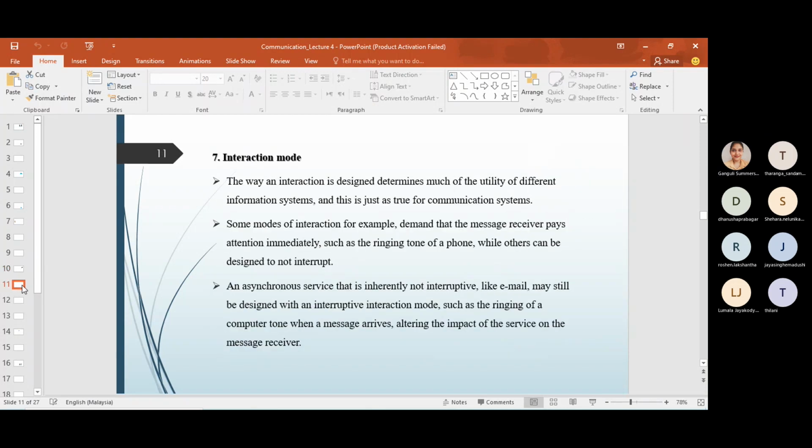Okay, and then interaction mode. So interaction mode is another element of a communication system. Interaction mode is how a person will interact during the communication, the way someone will interact during the process of communication.